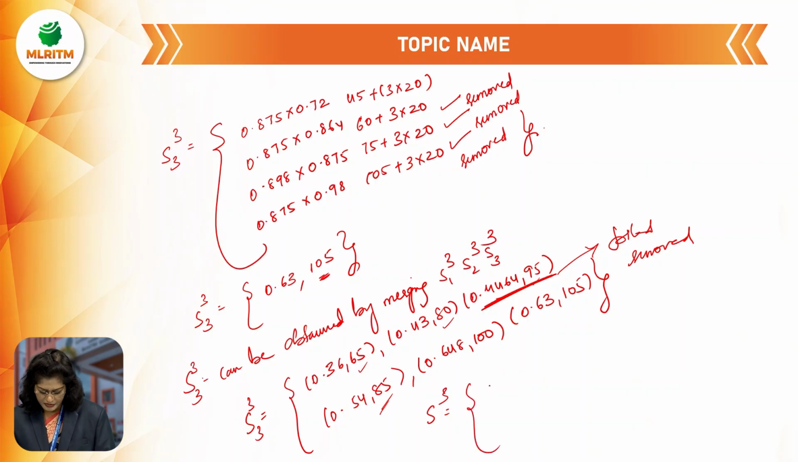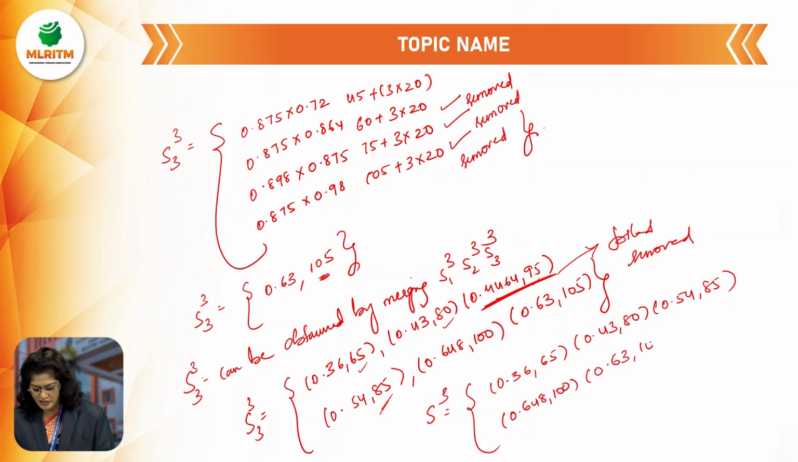Now 0.36 comma 65, 0.43 comma 80, 0.54 comma 85, 0.648 comma 100, 0.63 comma 105. This is the new value.